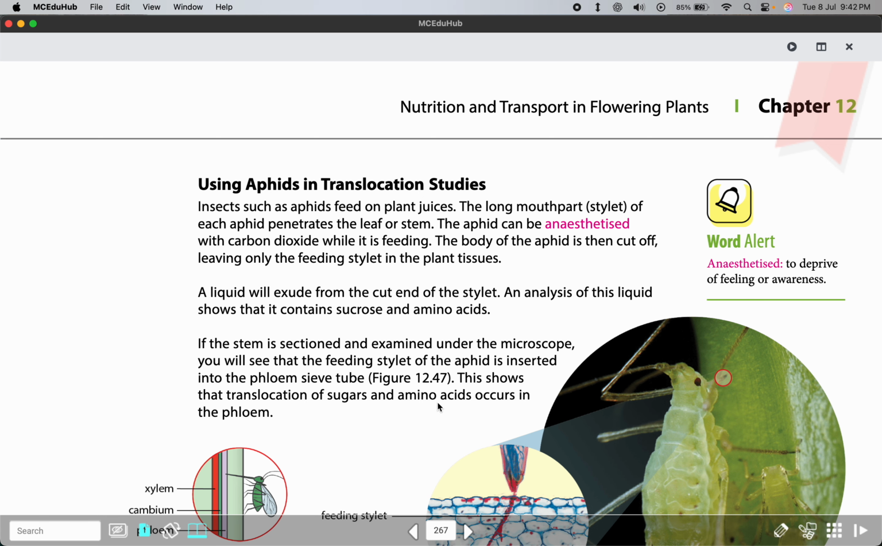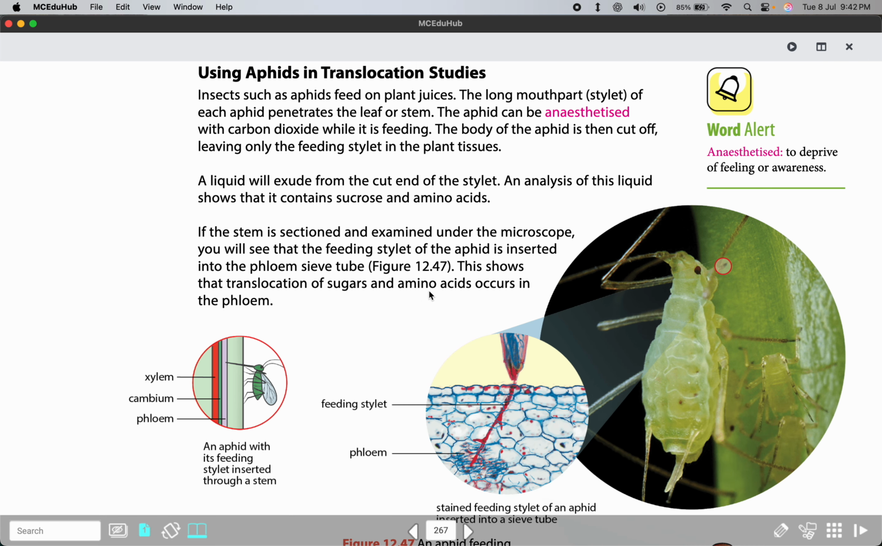Okay, so there are other ways to also prove translocation, and one way is using aphids. Aphids are insects that actually feed on plant juice. They have a long mouth part that's called a stylet, also known as a proboscis, that is able to penetrate the leaf or the stem. So this aphid is able to insert its feeding stylet into the phloem. It's just long enough to reach the phloem, but usually not long enough to reach into the xylem, which is usually deeper, in the inner ring of the stem.